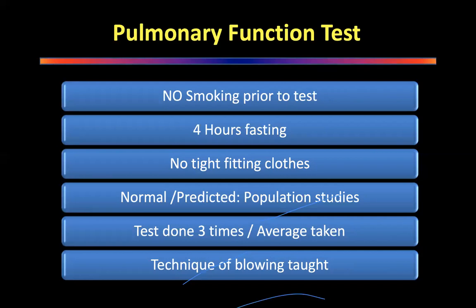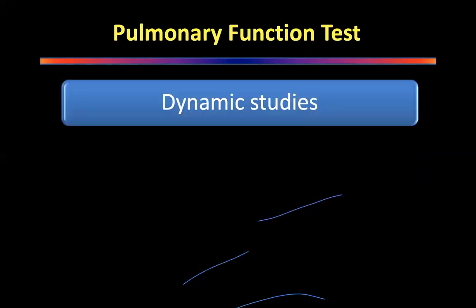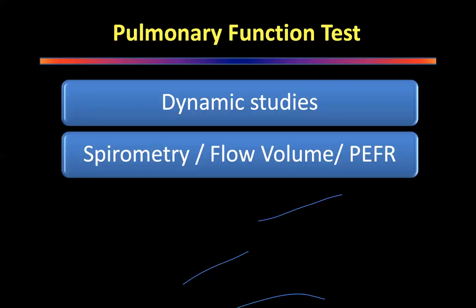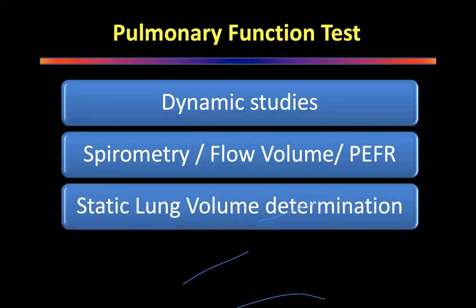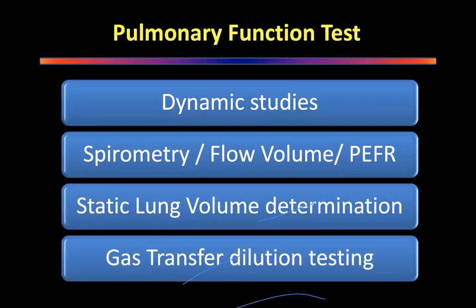Sometimes you do a couple of dummy runs and then you do 3 tests, and always, always, always the report is an average of the 3 tests, never a single reading. So it is very important to have a good patient technician who takes his time and supports the patient through the test. You can do dynamic studies, you can do spirometry, flow volume, PEFR, you can do static lung volume determination, and you can do gas transfer dilution techniques. And I'm going in fast over this slide because each one I'm going to go in great detail, okay?